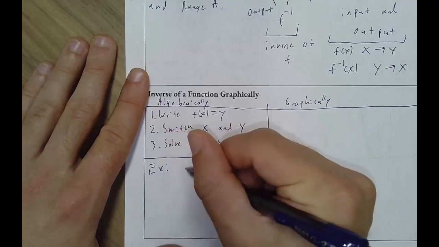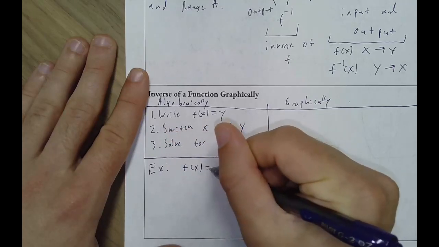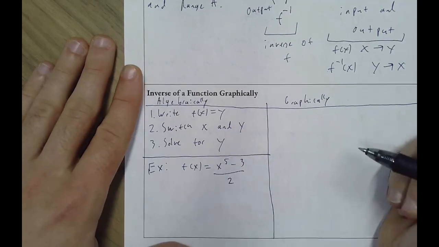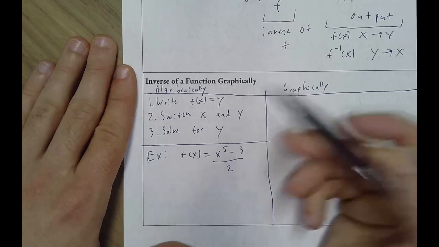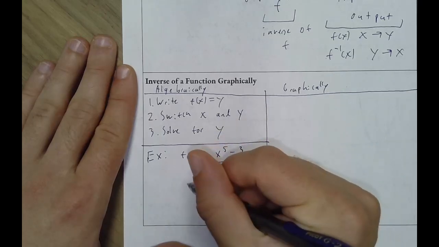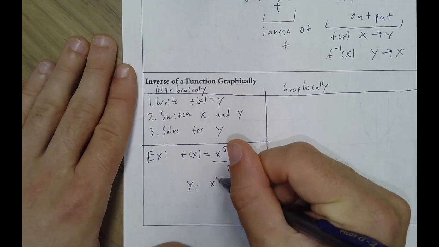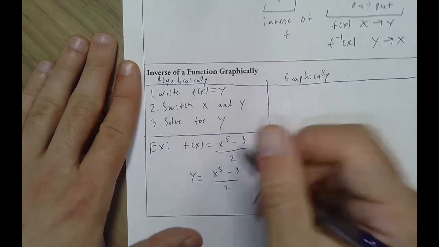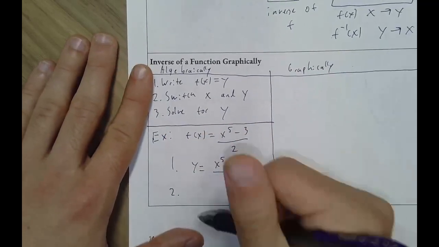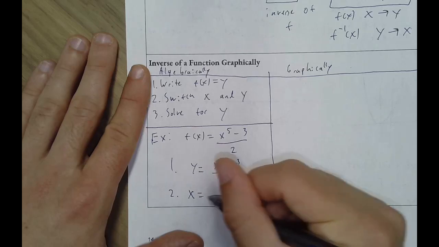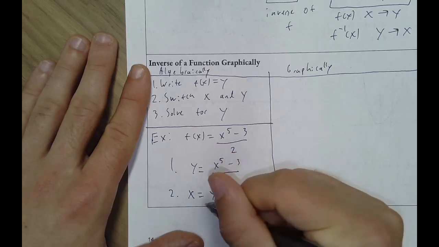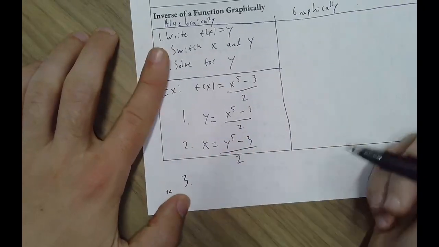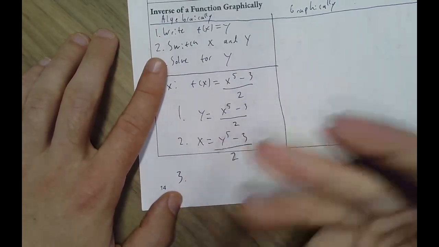So let's say we have f of x equals (x to the 5th minus 3) over 2. First step, you write f of x as y. Pretty easy, right? y equals (x to the 5th minus 3) over 2. Step 2, we're going to switch x and y. So now we have x equals (y to the 5th minus 3) over 2. Then in step 3, we're going to solve that for y.